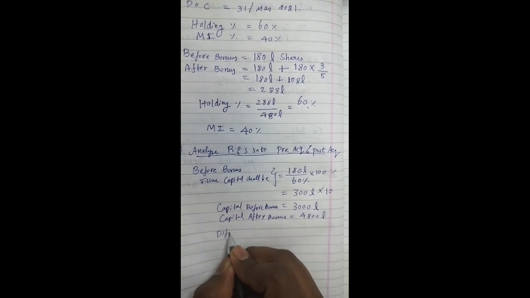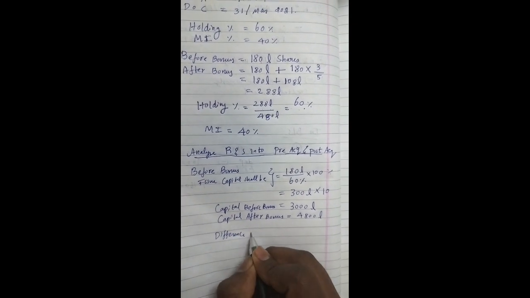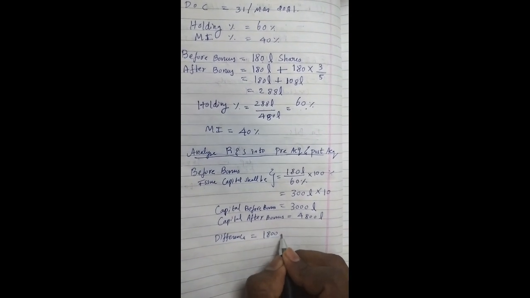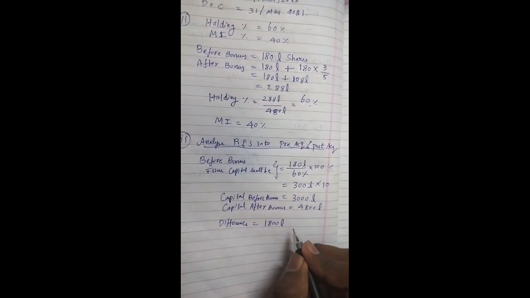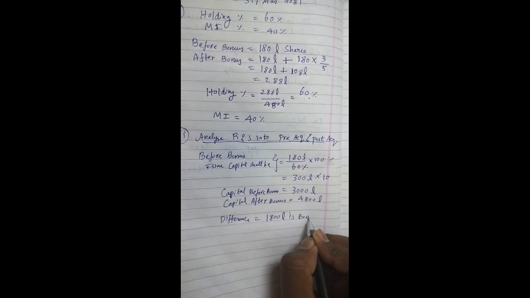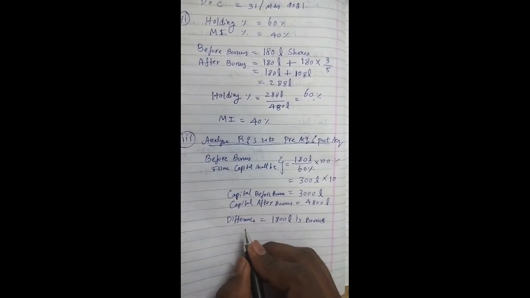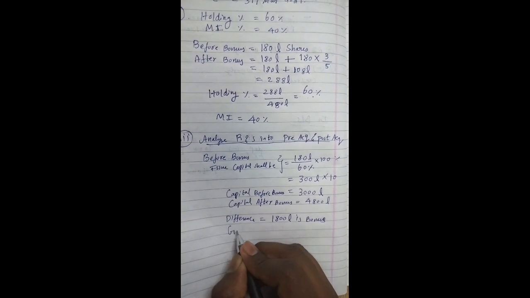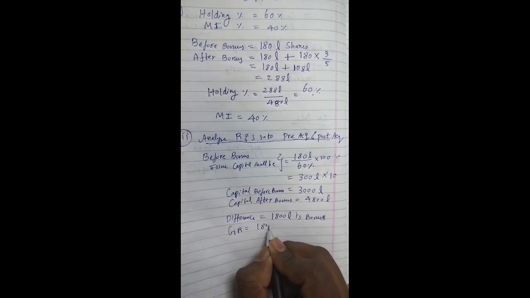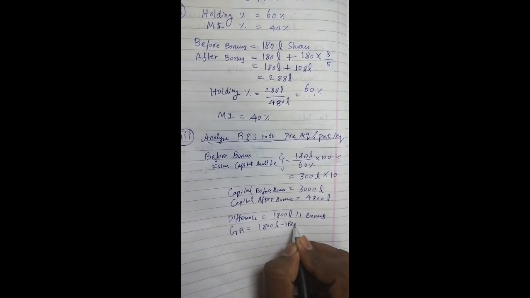So the difference, 1800 lakh, is bonus. Bonus issued on general reserve. So in general reserve, 1800 will be reduced. Okay.